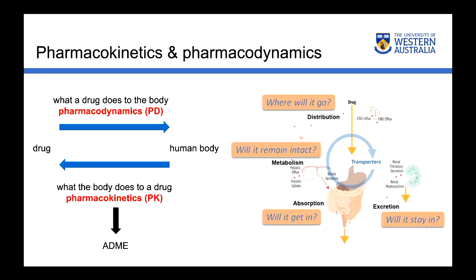So once a drug is administered, for example taken orally or administered intravenously, how our body processes that drug, we are going to look at different four processes later. So that's pharmacokinetics. The other side, pharmacodynamics, asks the question, what a drug does to our body.